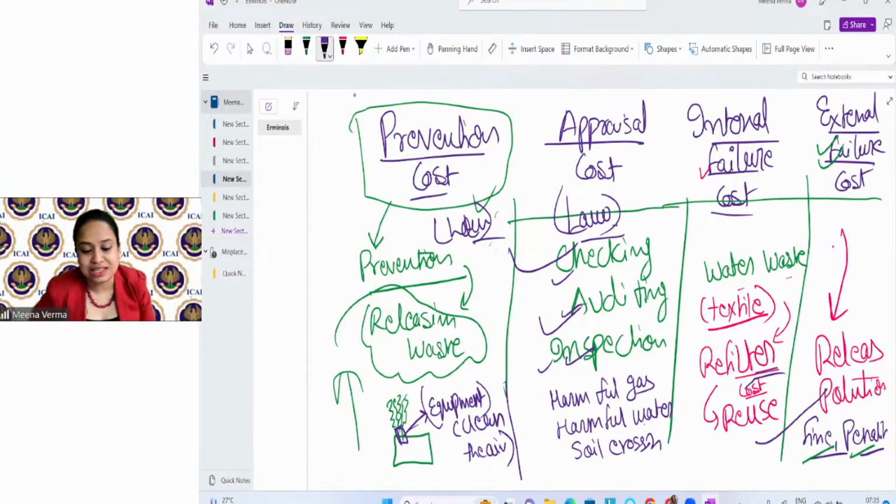And once you release it in the environment, in any case, like an accident, or accidentally you have released water or air and it is damaging the environment, then you have to clean it. It is the responsibility of the company that is releasing it.